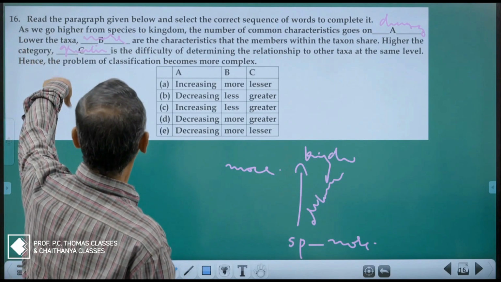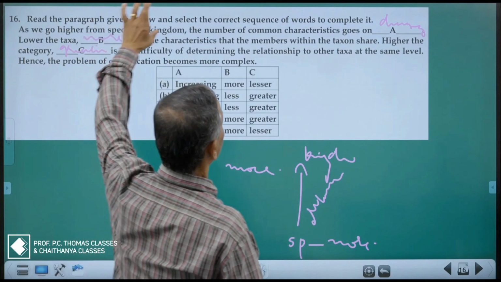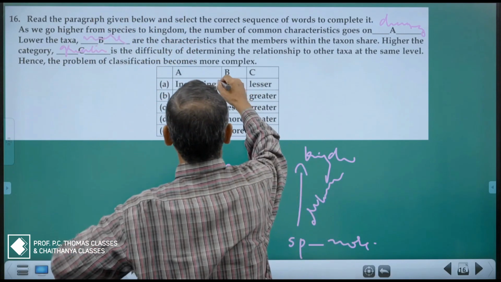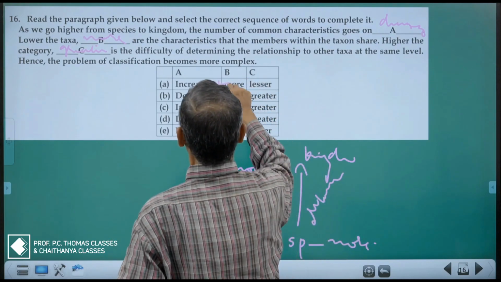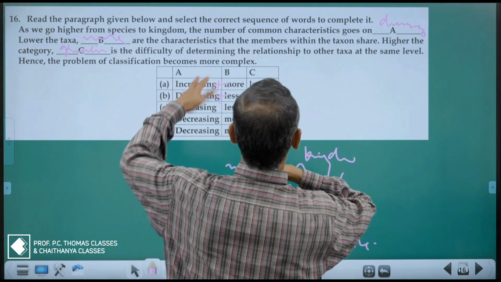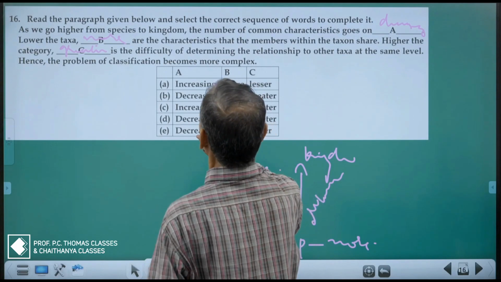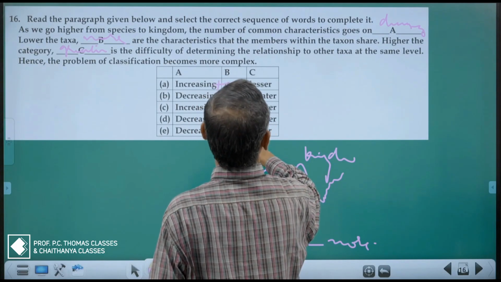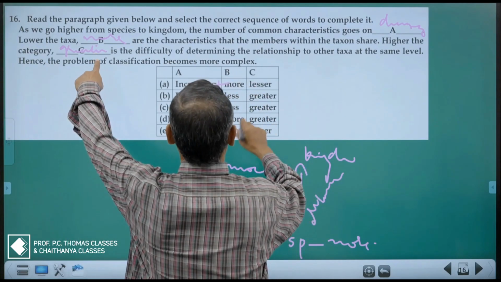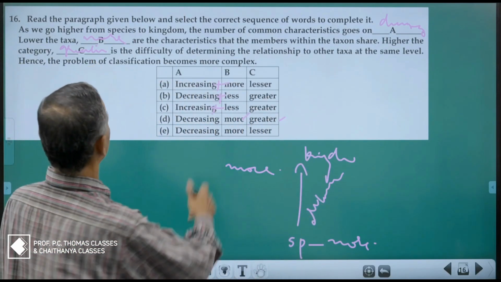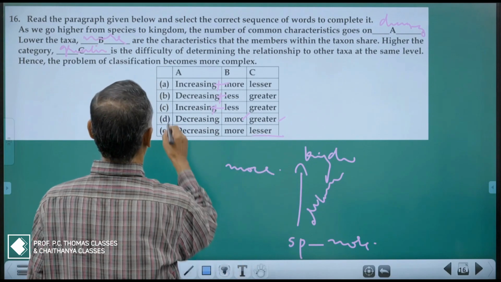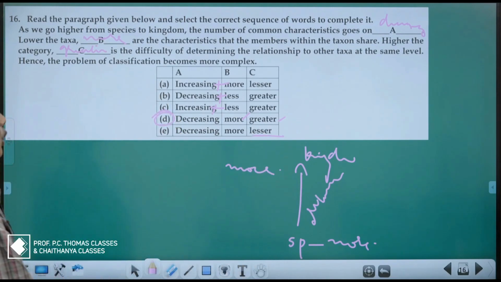Okay, A, B, C. So, go on. Decreasing, it is not. Decreasing, less? No, it is more. Increasing, no. Decreasing, then more. Correct. Greater. Correct. Here, this is wrong. So, the correct answer will be the option with decreasing, more, greater.